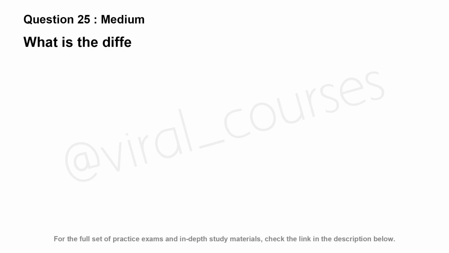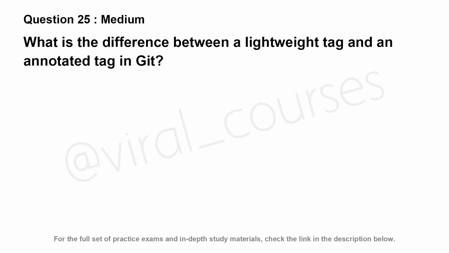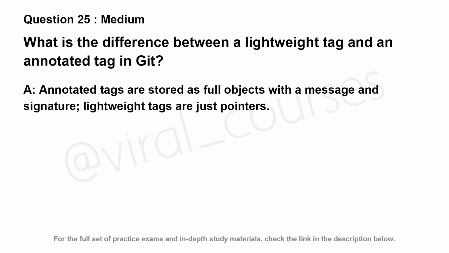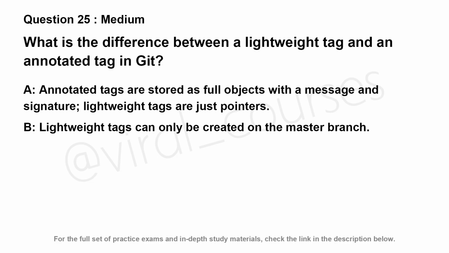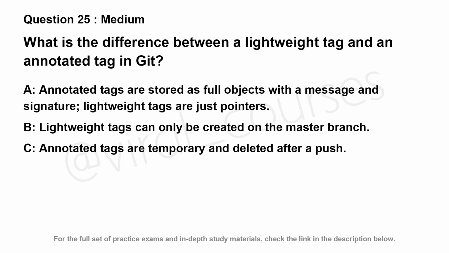What is the difference between a lightweight tag and an annotated tag in Git? Option A. Annotated tags are stored as full objects with a message and signature. Lightweight tags are just pointers. Option B. Lightweight tags can only be created on the master branch. Option C. Annotated tags are temporary and deleted after a push. Option D. There is no functional difference.